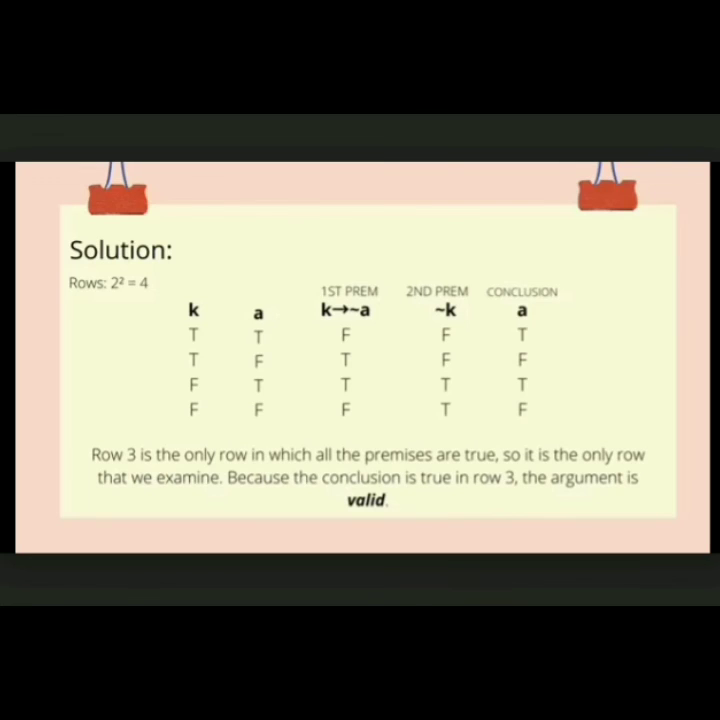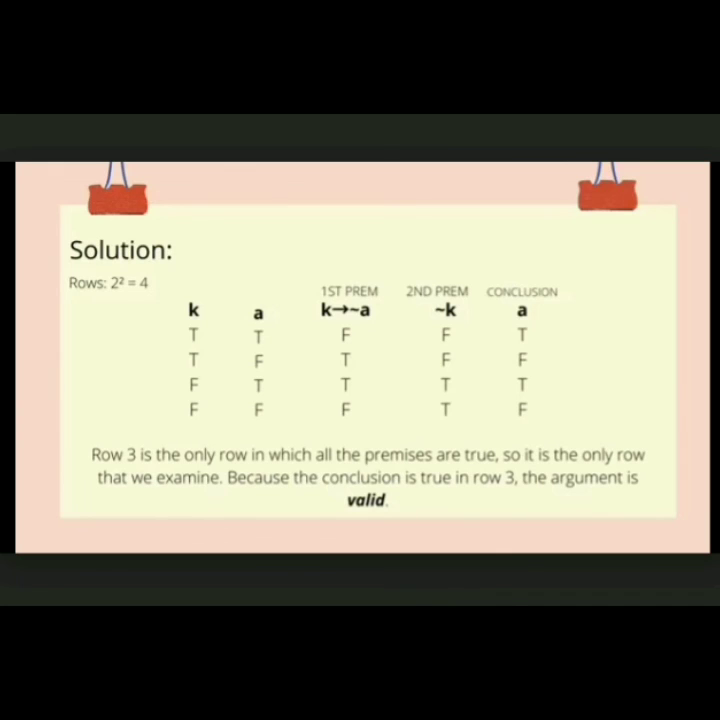In our second premise, we have not K. So let's focus on our first symbolic form. Not true is equal to false. Not true is equal to false. Not false equals true. Not false equals true.